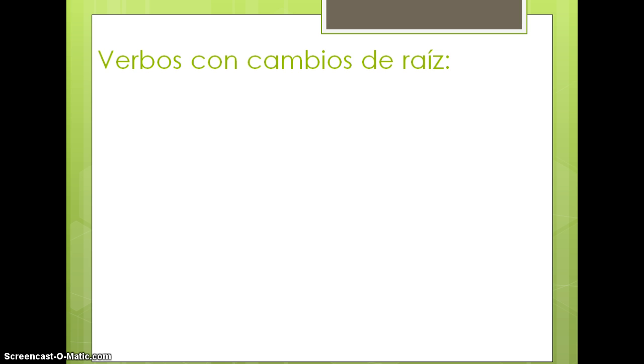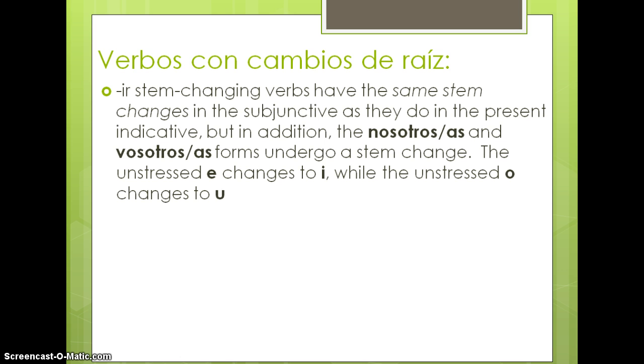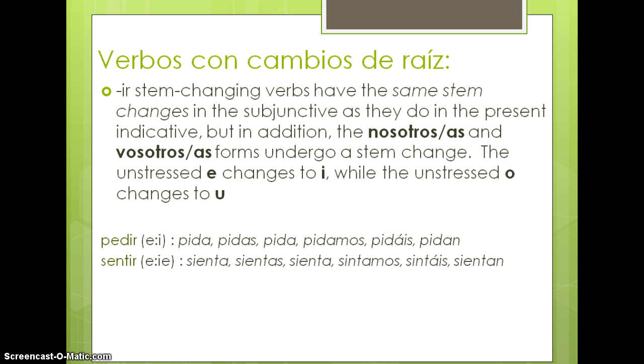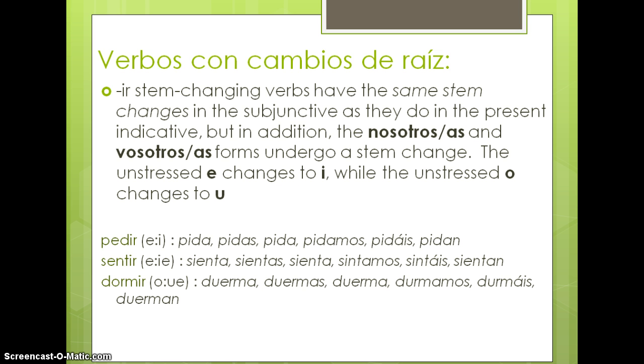IR stem changing verbs are a little bit different. If they're an IR stem changing verb, they do have that same stem change in the subjunctive, but in addition there is a change in both the nosotros and vosotros forms. So the unstressed E changes to an I and the unstressed O changes to a U, which is different from the present indicative. So here are your examples. You have pedir, que pida, and then que pidamos. Sentir, que sienta, que sintamos. Dormir, que duerma, que durmamos.